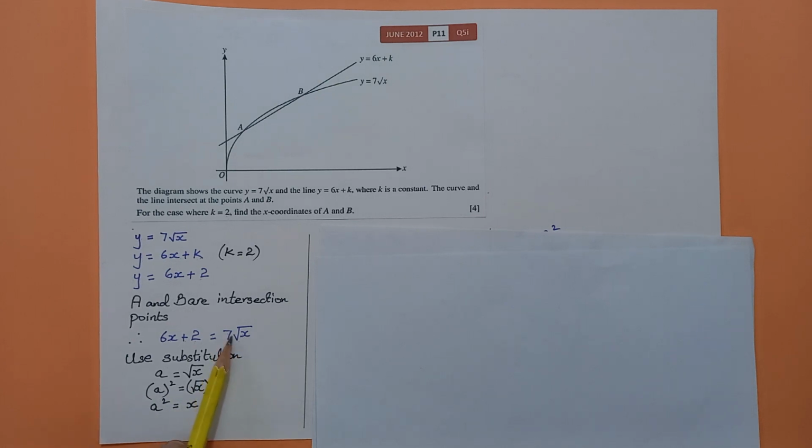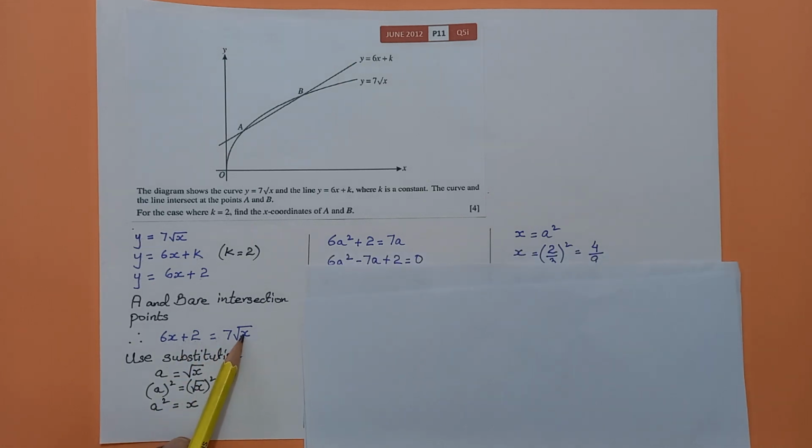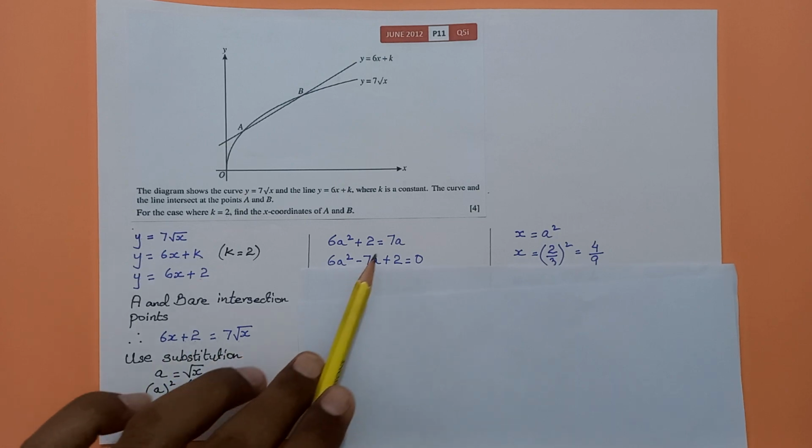That means it would become 7a. But what we have to write for x, for that we adjust a equals root x by squaring both sides, and this would become a square and this root x would become simply x. That means x equals a square, and then this 6x would become 6a square, and we would have 6a square plus 2 equals 7a.